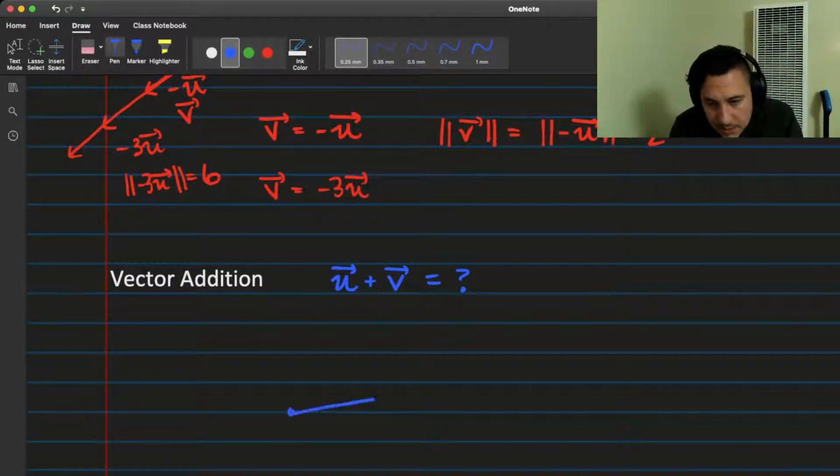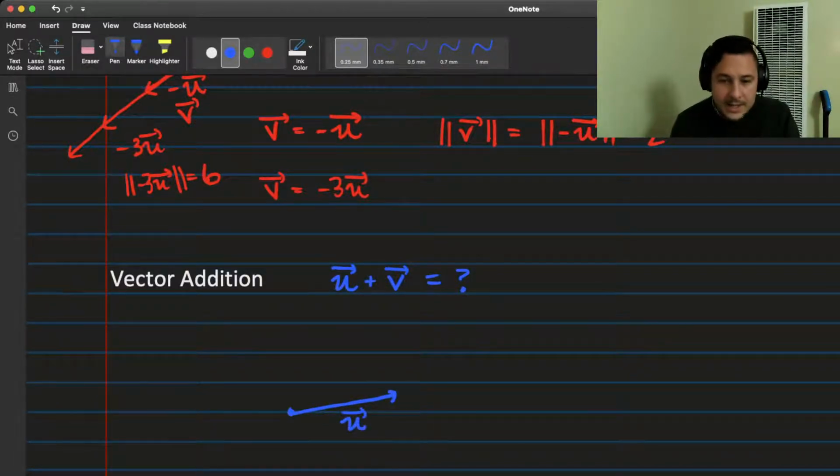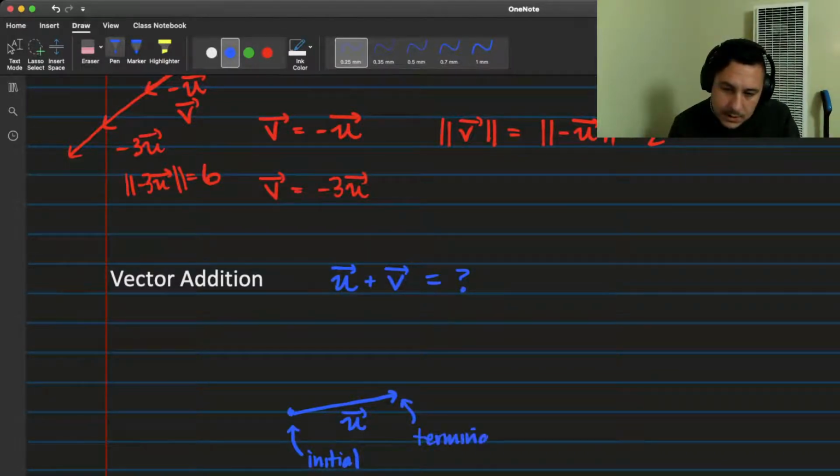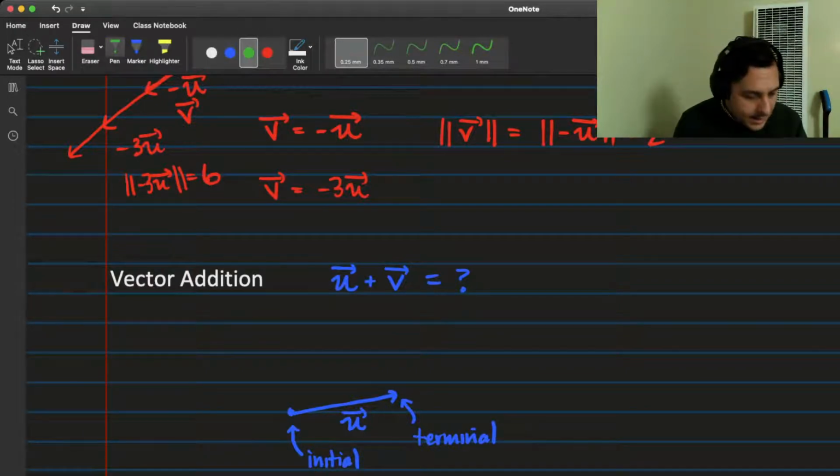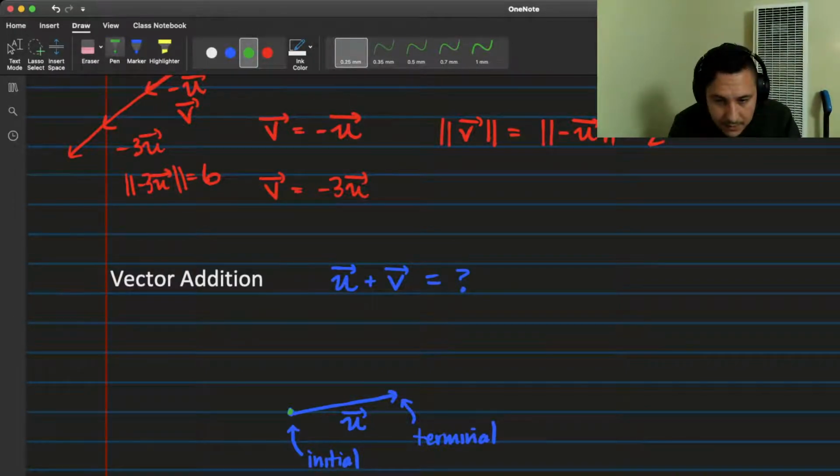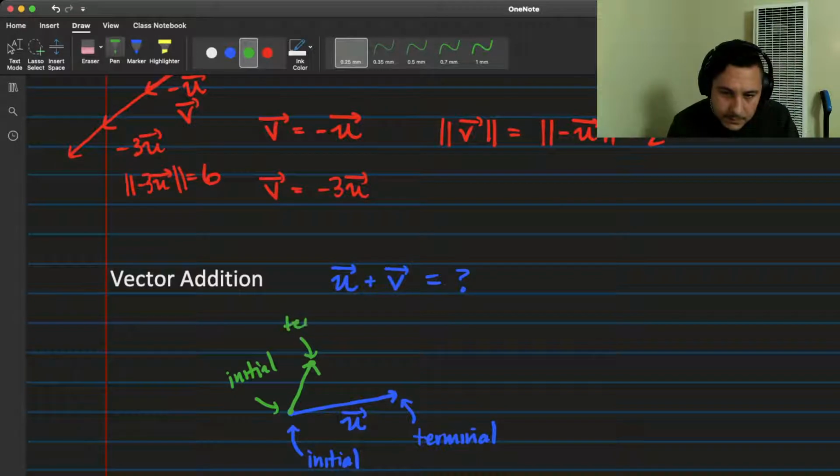Let's say that u looks like this. So u has an initial point right here and a terminal point right there. Let's say that v will also have an initial point right here and a terminal point right there. And this is our v.